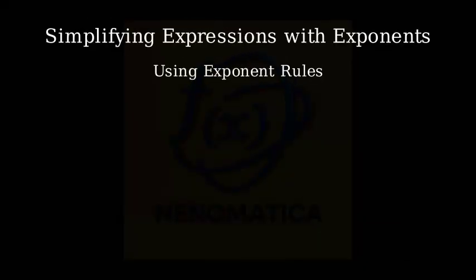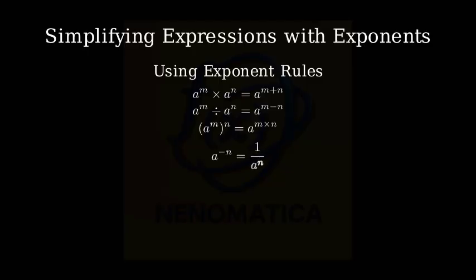Let's explore how to work with exponent rules to simplify complicated expressions. Before we dive into our examples, let's review the key exponent rules we'll need for these types of problems. The first rule is that when multiplying expressions with the same base, we add the exponents. When dividing expressions with the same base, we subtract the exponents. When raising a power to another power, we multiply the exponents. And when we have a negative exponent, we can rewrite it as 1 over the base raised to the positive exponent.